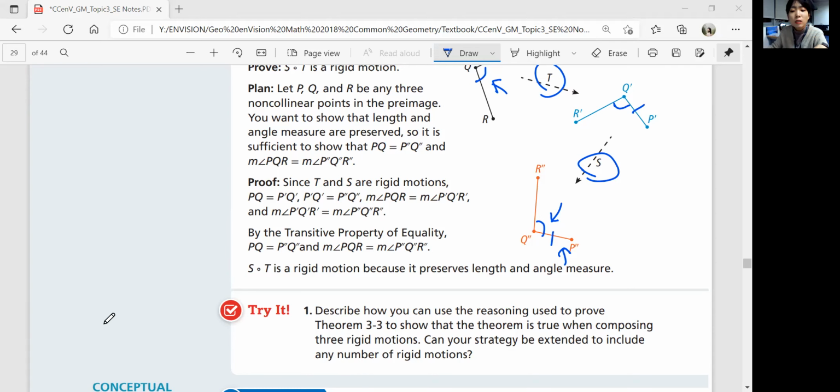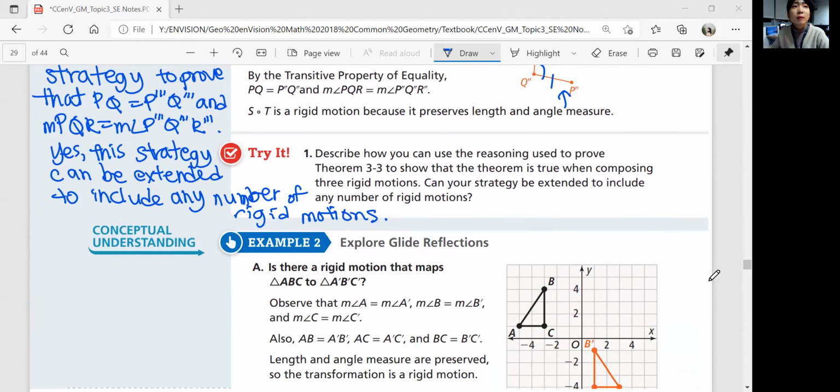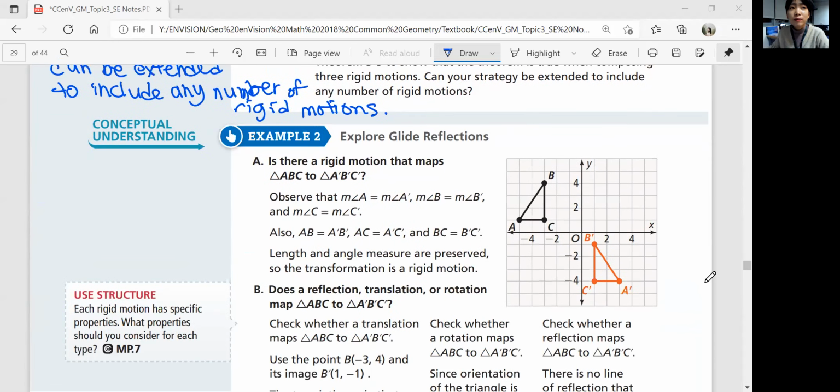Okay, so let's record that on our space on the left. So remember that a rigid motion by definition preserves distance and angle measures. So keep that in mind. Example 2, explore glide reflections.